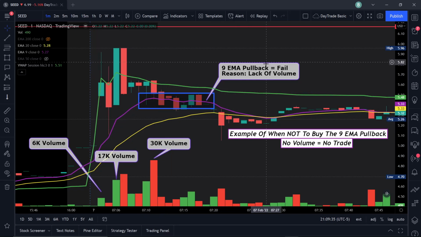We can see this is a 9 EMA fail because when it pulled back, it didn't have the volume to support the move. So this is a great example of when not to buy the 9 EMA pullback, because this had the price action and maybe had a lot of traders' attention, but it just didn't have the volume to support its move. So again, lack of volume. It had the price action, and it did have news, but it didn't have the volume to support. So we need price action, volume, and breaking news for this trade to work.